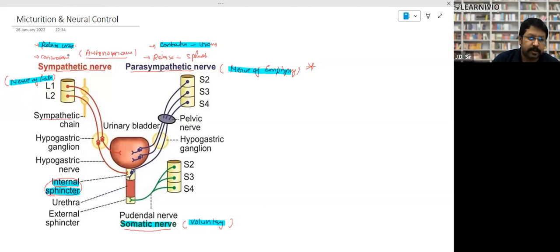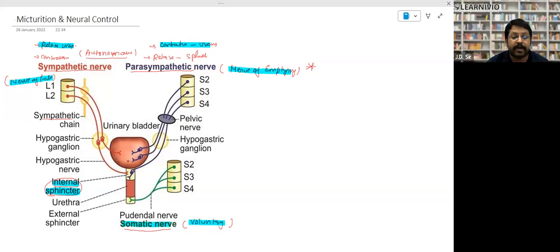It relaxes the urinary bladder, right? So the urinary bladder will relax, and so what will happen? It will inflate and urine will get filled. And it helps in the contraction of which one? The internal sphincter. So the internal sphincter remains closed. So now it is getting filled.